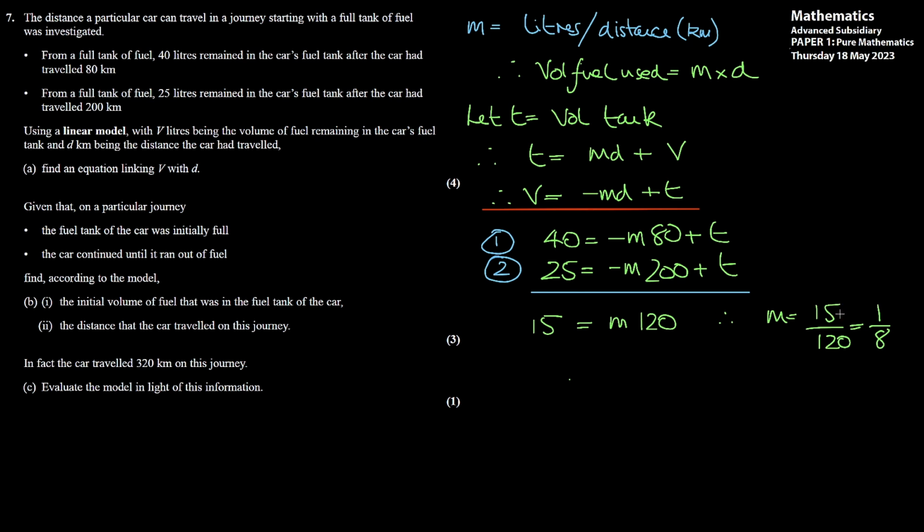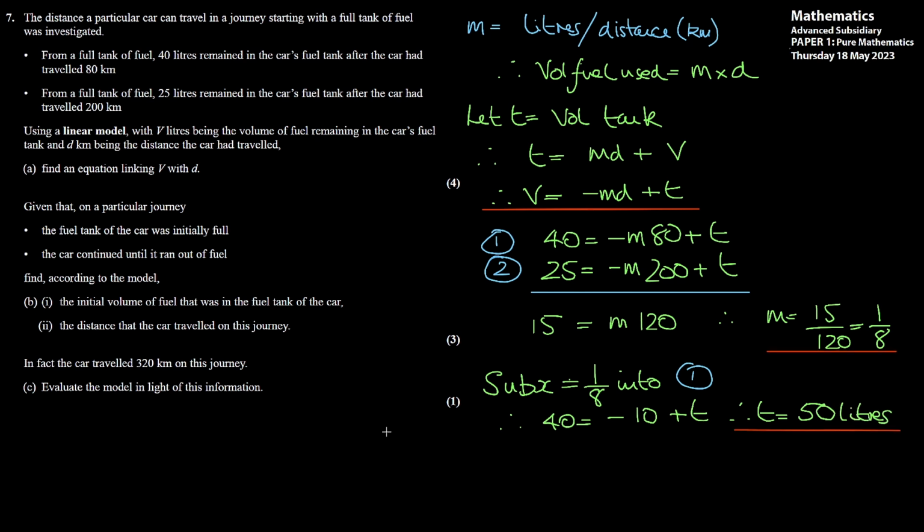And now we use this value of m back into one of the equations, the simpler equation, doesn't really matter which. I would suggest equation 1 because it looks like an easy calculation coming up here. And therefore I get 40 is equal to negative 10 plus t, and therefore t is equal to 50 litres. So we now need to find the distance this car would have gone on the journey, knowing now that the tank was 50 litres big.